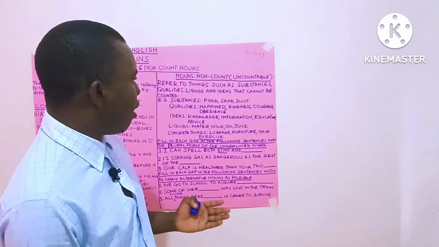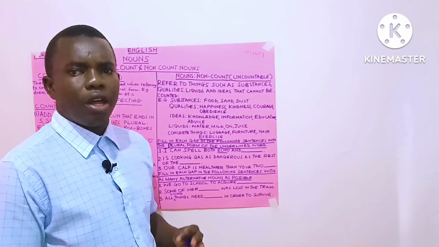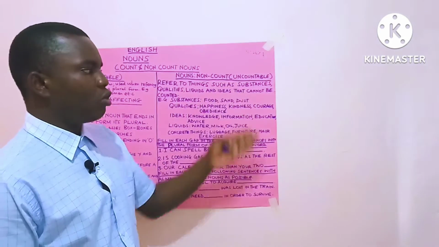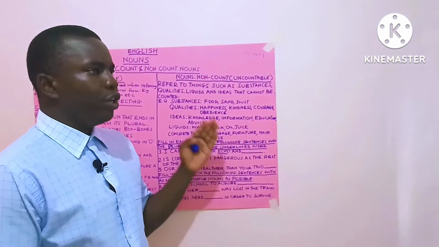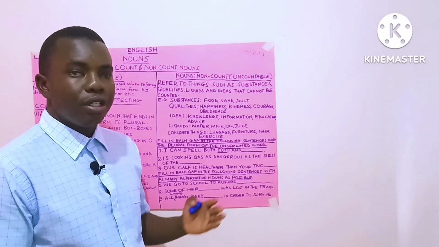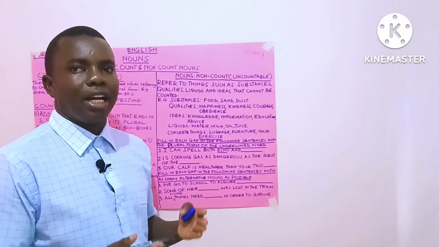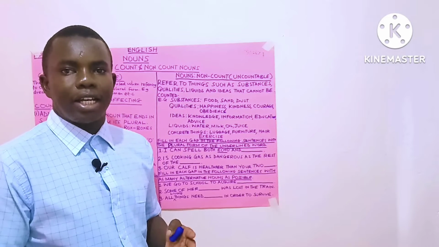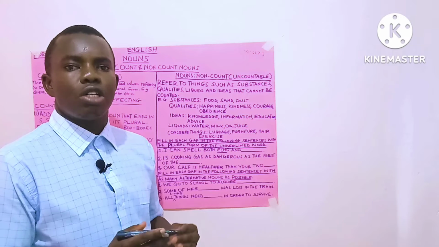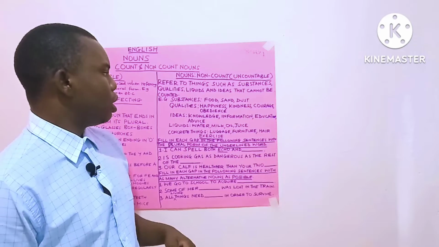After that, we have the non-count nouns. Non-count nouns are also referred to as uncountable nouns. These refer to things such as substances, qualities, liquids, and ideas that cannot be counted. Unlike count nouns, non-count nouns do not exist in their plural forms.